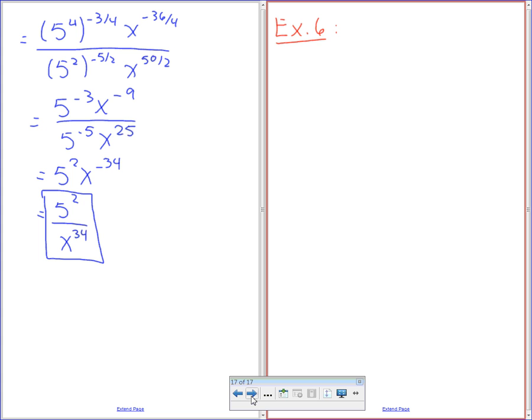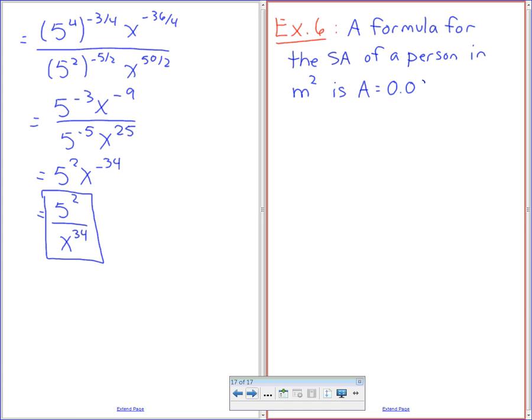An approximate formula for the surface area of a person in square meters is A equals 0.096 m to the 0.7, where m is the mass in kilograms. Now, what is the surface area of a person?